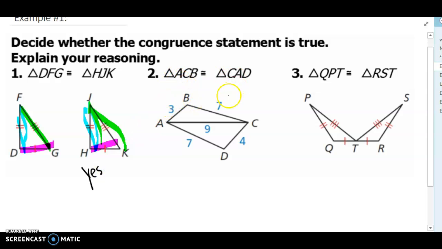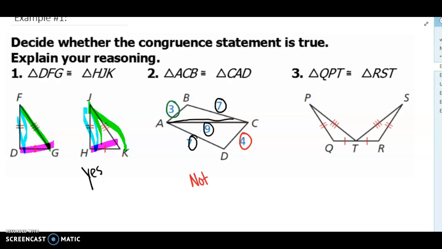Alright, in this one, we have 7 and 7, so that's a good start. They share this side 9, so 9 and 9, but notice we have 3 and 4, okay? So these would not be congruent. We don't have a side-side theorem, we have a side-side-side theorem. So just because 2 of these sides are congruent, the third isn't, they are not congruent triangles.